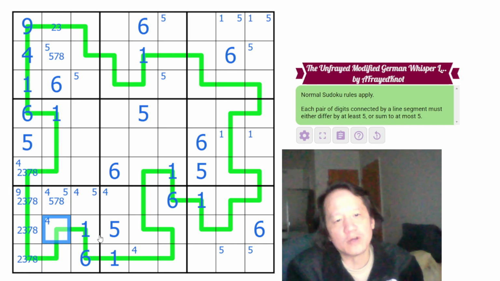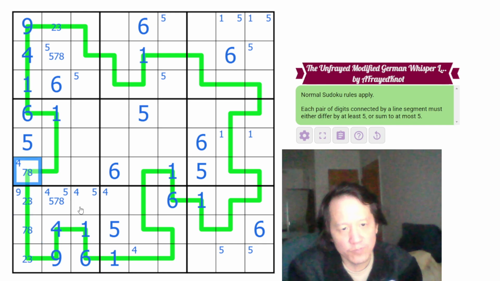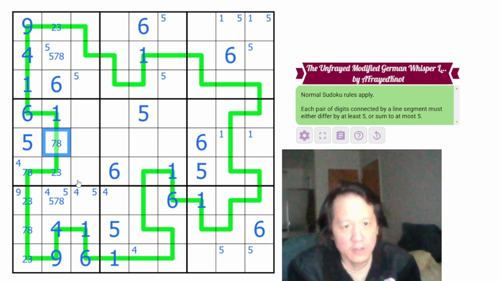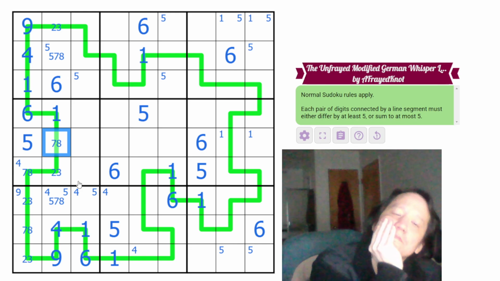Therefore, 4 and 9 would have to be here. So this would be 4, which would make that 9, which makes this low, 2 or 3, which makes that high, which makes that low, which makes this high, which means this has to be low. So that could work. Interesting.